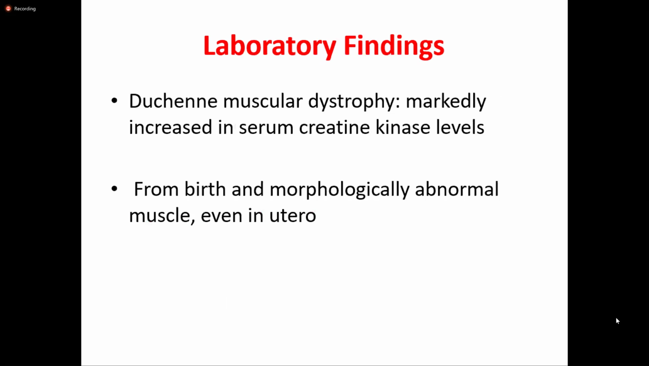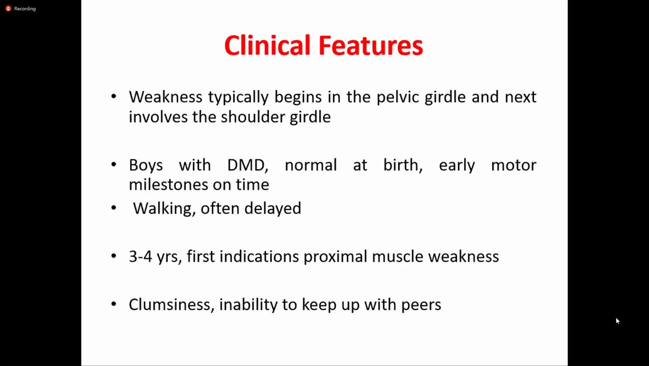Okay, and in lab findings, there is an increase in the serum creatine kinase level, and there may be other morphological abnormalities in the muscle that can be seen even in the uterus, before birth. So the baby presents with weakness in the pelvic girdle. First the pelvic girdle is involved, followed by the shoulder girdle, and it becomes difficult for the person to walk.